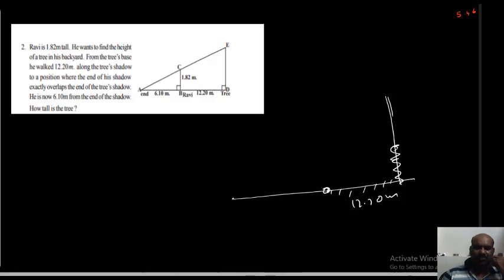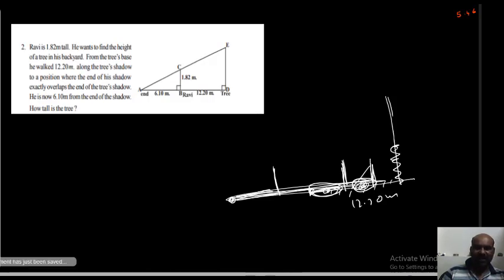Actually I will tell you that this is the tree's shadow. When Ravi is here, his shadow is this. Like that he is walking along the tree shadow to a position where the end of his shadow exactly overlaps the end of the tree shadow. For example, Ravi is here, this is shadow; Ravi is here, this is shadow. So the end of his shadow does not coincide with the shadow of the tree. When he is here, this is his shadow and this is the end of the tree shadow. So this distance is given as 12.20.